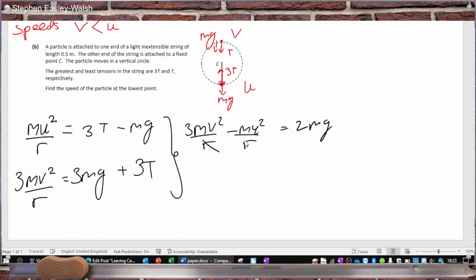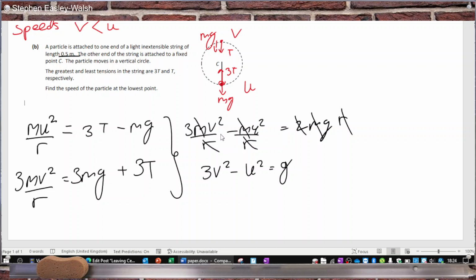I'll multiply across by r, and just remember that r is 0.5, so that actually cancels that there. I can cancel out the m's, so now I have 3v squared minus u squared is equal to g, I think. Yeah. So, I don't think anything's gone wrong so far. Something feels a bit off though.